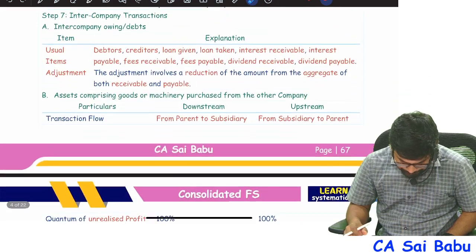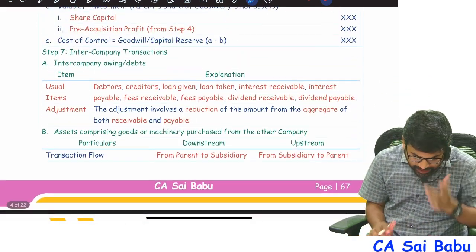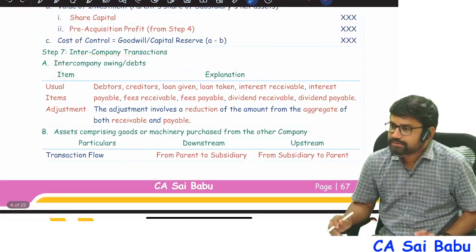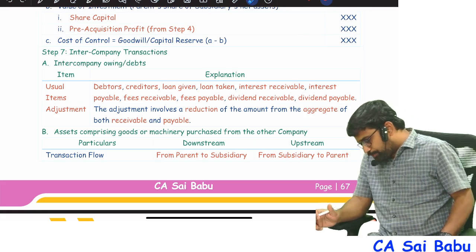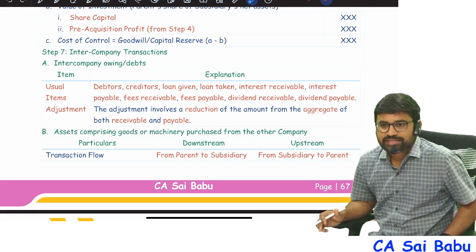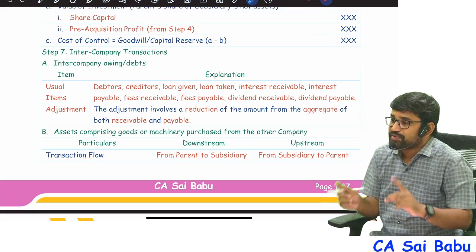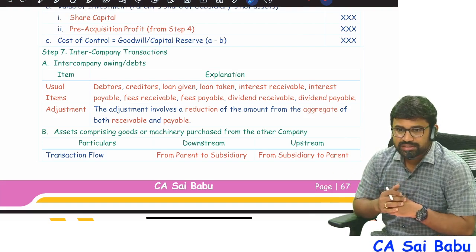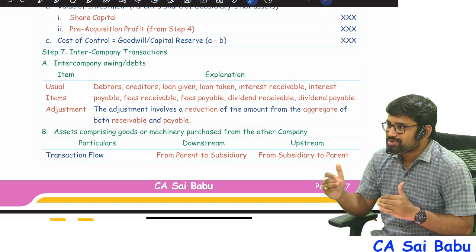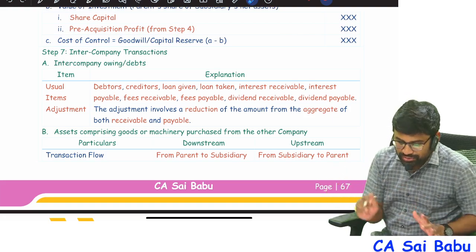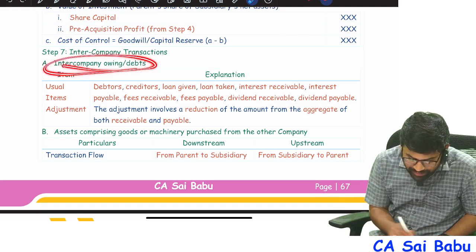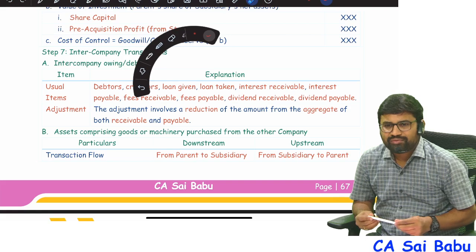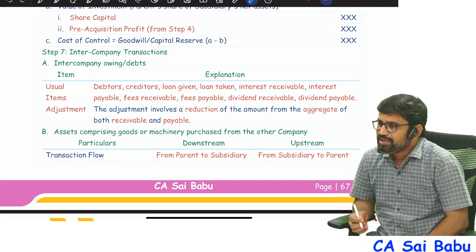Okay. And also, sir, any intercompany owings or debts. Parent company sold goods to subsidiary. Subsidiary sold goods to parent. Because of the trade receivables, trade payables. Any loan given by parent to subsidiary. So these are mutual debts and owings. These mutual debts and owings also we will eliminate when we prepare the consolidated balance sheet.